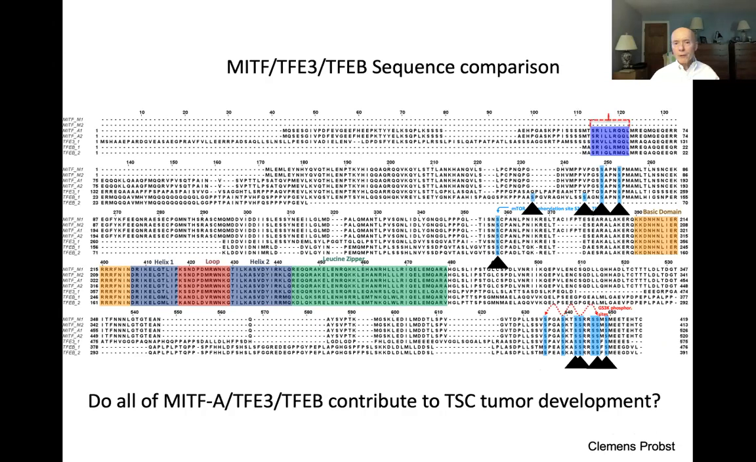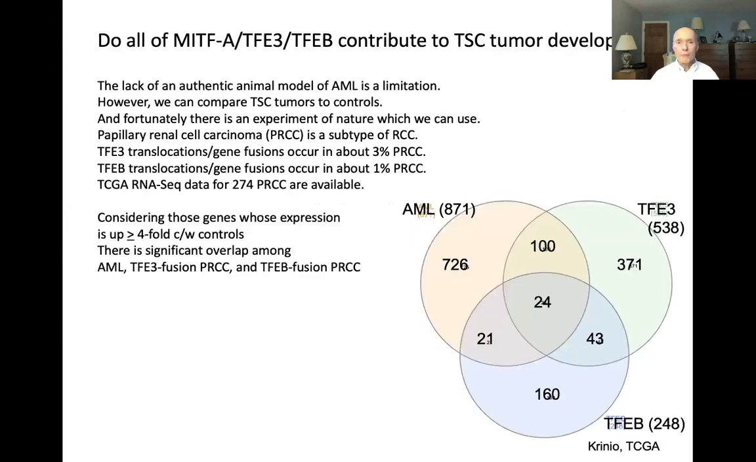However, it's still unclear whether it's all of MITF-A, TFE3, and TFEB that contribute to TSC tumor development. Something that Clemens Probst pointed out in this sequence alignment plot is that, in fact, MITF-A, TFE3, and TFEB have very similar sequences with many regions of homology, including the basic DNA binding domain, the helix-loop-helix domain, and the leucine zipper domain that enables dimerization. So although MITF is important, it could be that TFE3 and TFEB also contribute.